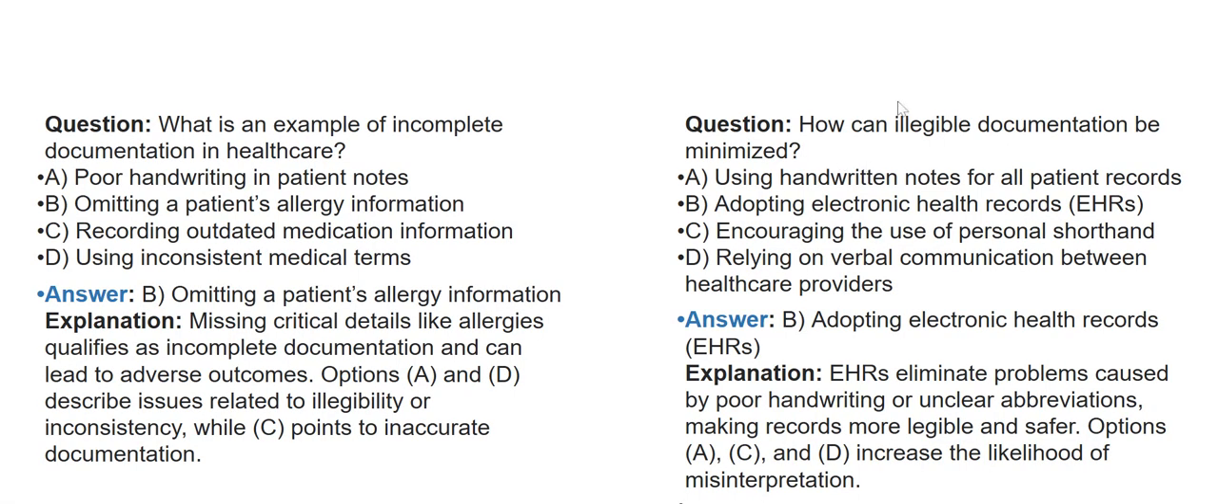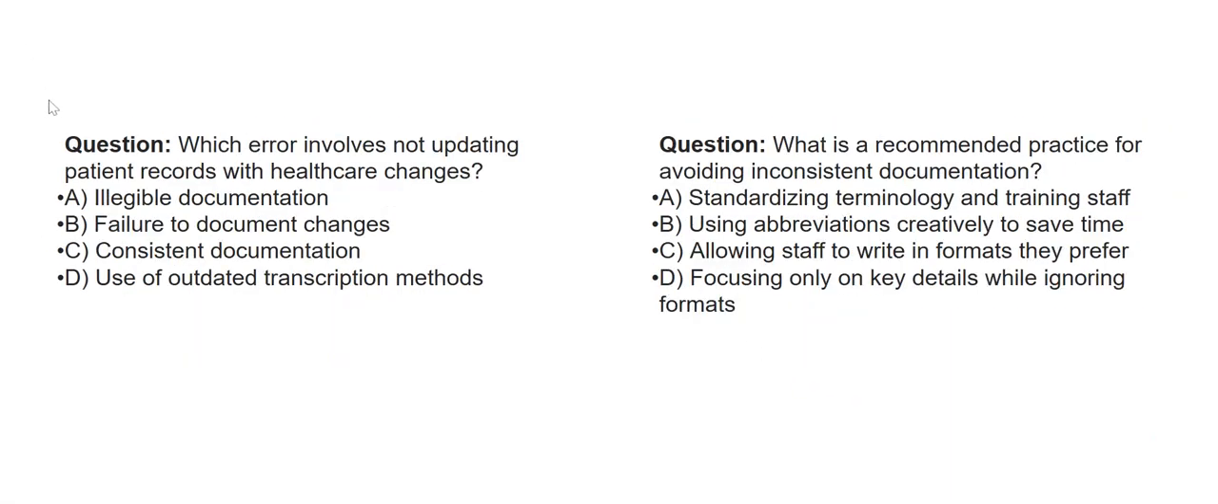Question 2. How can illegible documentation be minimized? A. Using handwritten notes for all patient records. B. Adopting electronic health records, EHRs. C. Encouraging the use of personal shorthand. Or D. Relying on verbal communication between healthcare providers. The answer is B, definitely EHRs, as EHRs eliminate problems caused by poor handwriting or unclear abbreviations, making records more legible and safer.